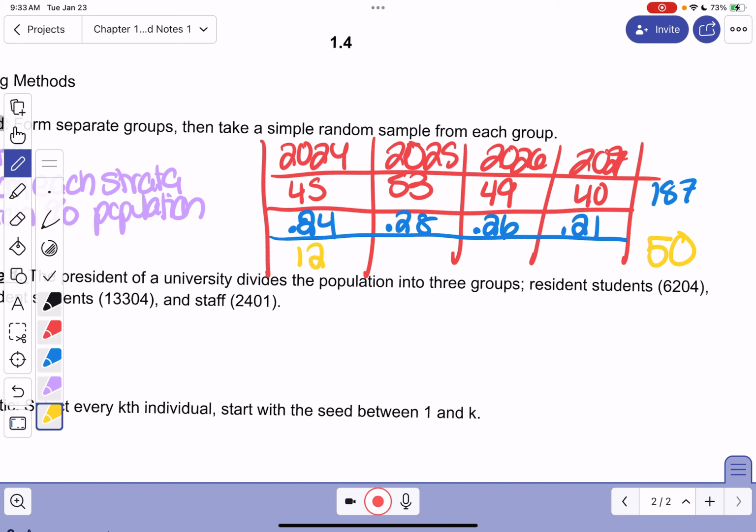So you start with that person. So we start with number 15. Add 33, then I'm going to ask the 48th person that walks through the door. Add 33, I'm going to ask the 81st person that walks through the door, on and on until I get to 30 people.